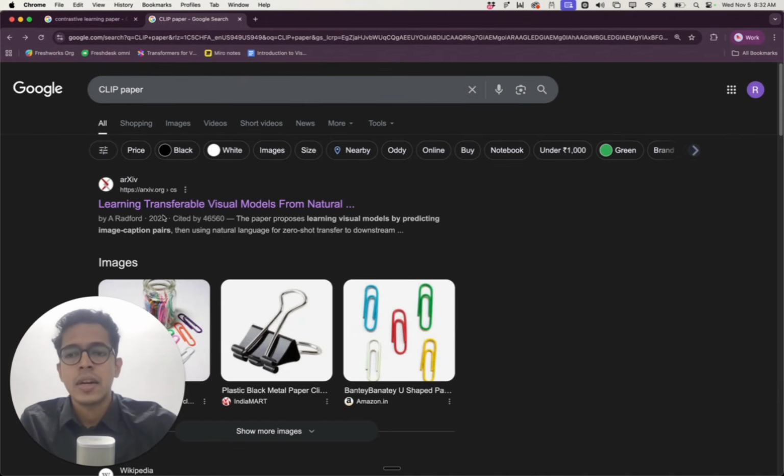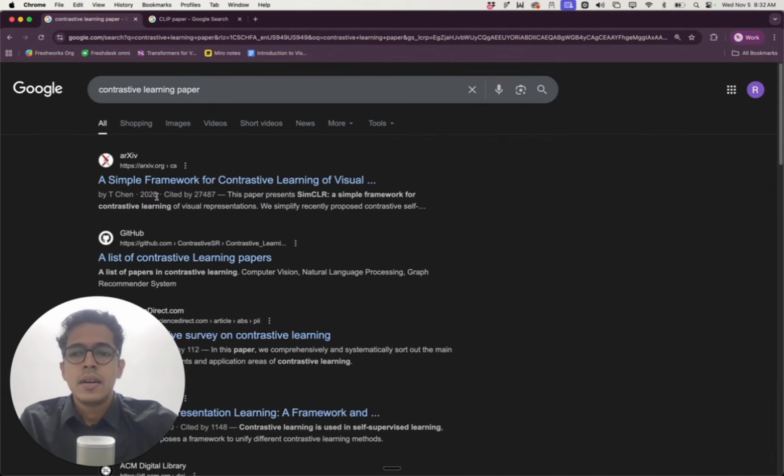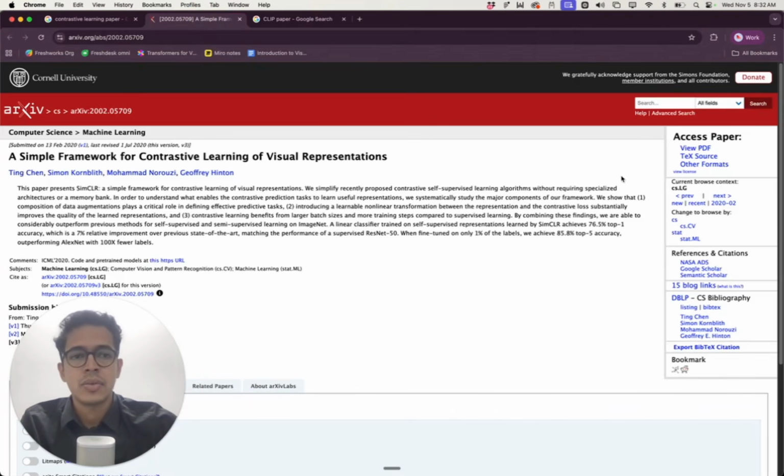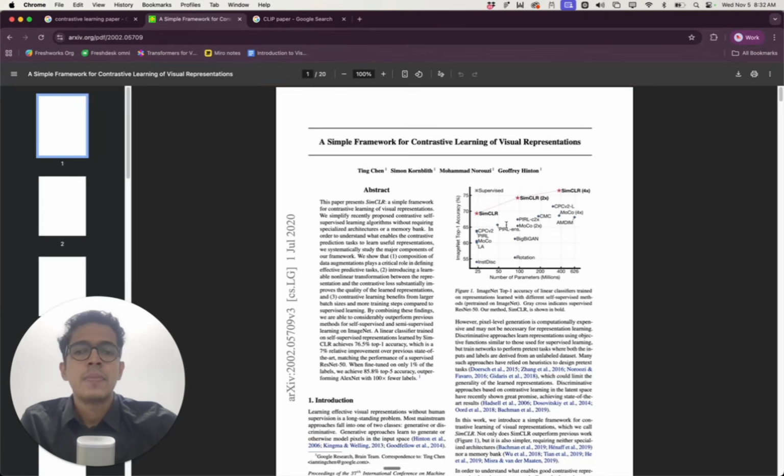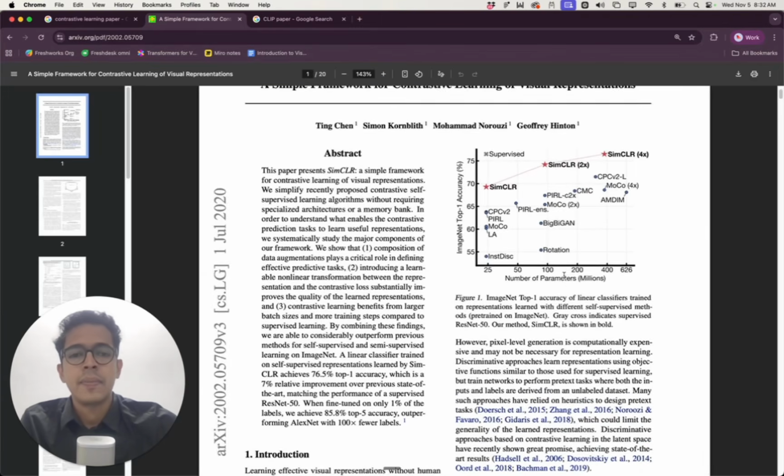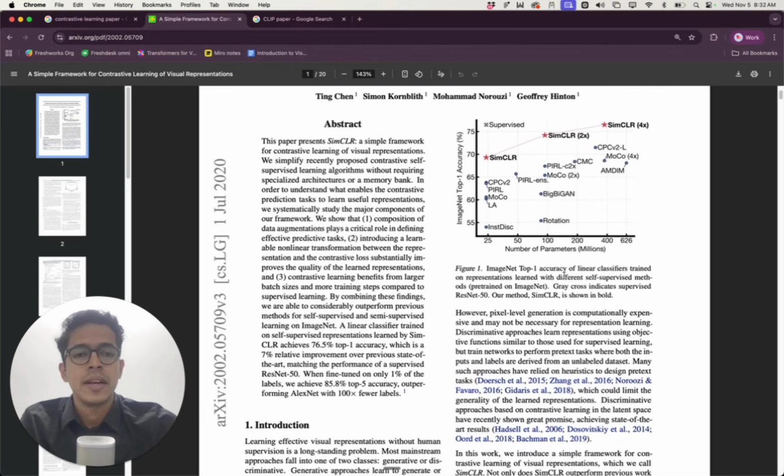slightly before this. The CLIP paper, which applied contrastive learning to vision language models, was introduced in 2021. But 1 year before that, there was another paper which introduced a simple contrastive learning framework, and this paper has almost 28,000 citations now. It really revolutionized the way contrastive learning was implemented for image-text datasets or just image datasets. So let's see what contrastive learning simply means.